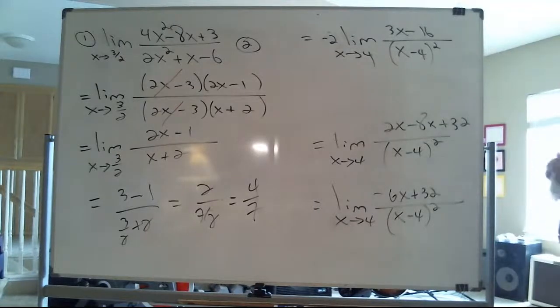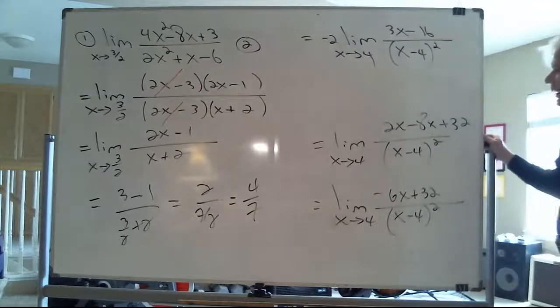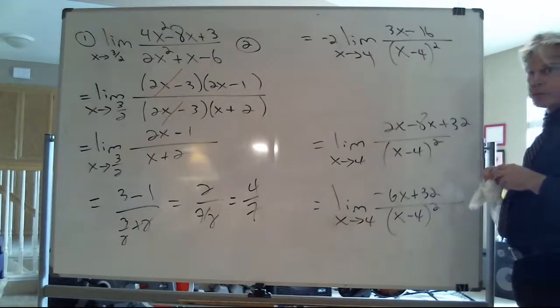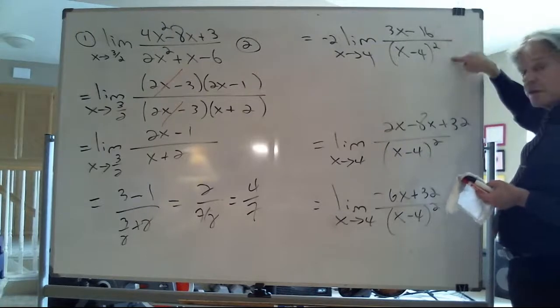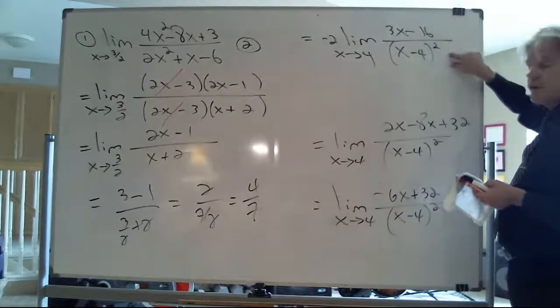Now notice in this example, it certainly is the case that as x approaches 4, my numerator goes to -4. But as x goes to 4 downstairs, it goes to 0. So I get a -4 over 0 situation. It's not a 0 over 0 situation, but a non-zero number over 0 situation.